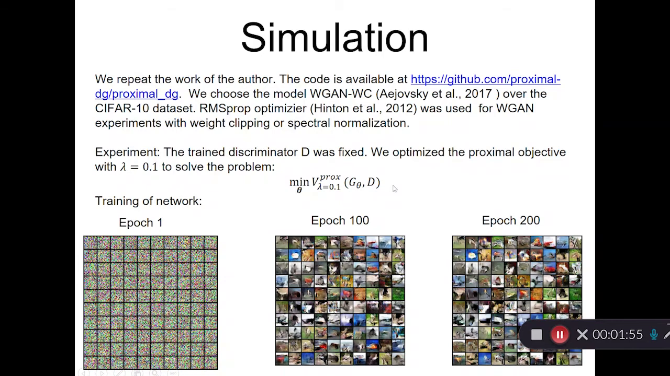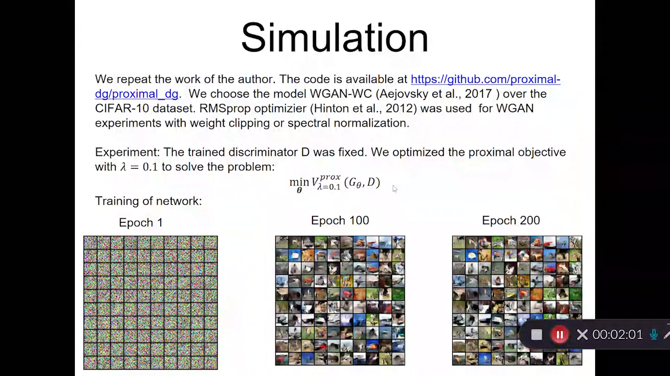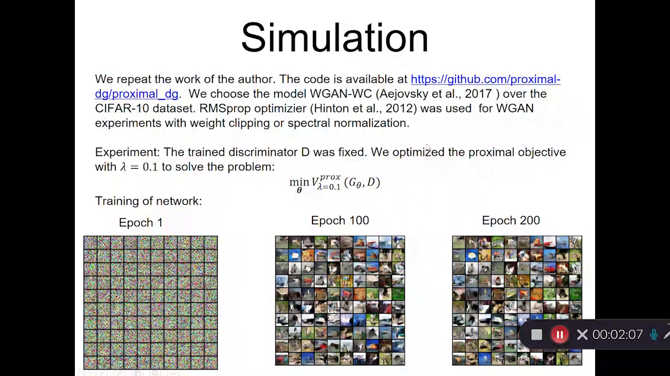Yes, in this project we repeat the work in the paper, and the code is available on GitHub, and you can find it on this website. And we choose the model WGAN over the CIFAR10 dataset. This optimizer was used in our experiment.